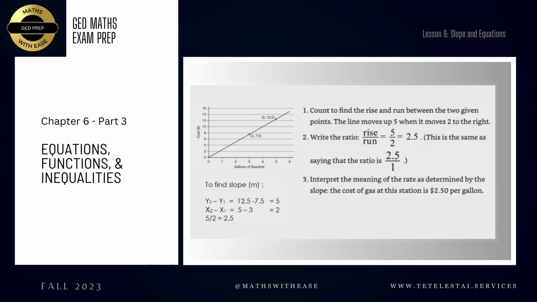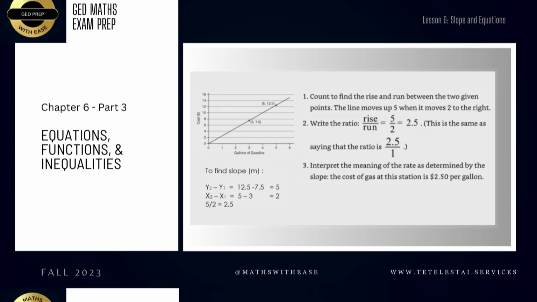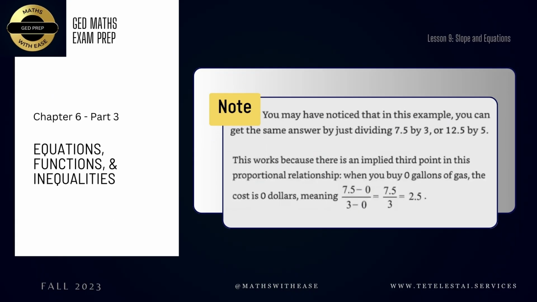or your unit measure. So you would interpret this as the cost of gas at this particular station is $2.50 per gallon. And again, we know that it's just 1 gallon because we don't have a denominator for this particular value, and so we automatically assume that that number is 1, right? And so this can be read as $2.50 per gallon. Note, you may have noticed that in this example, you can get the same answer by just dividing 7.5 by 3, or by dividing 12.5 by 5.